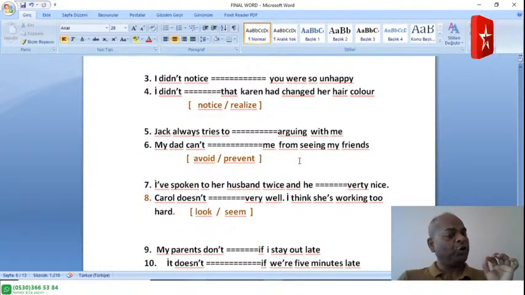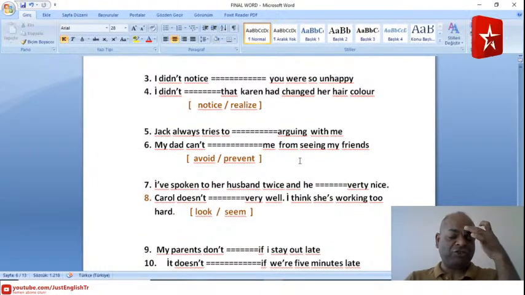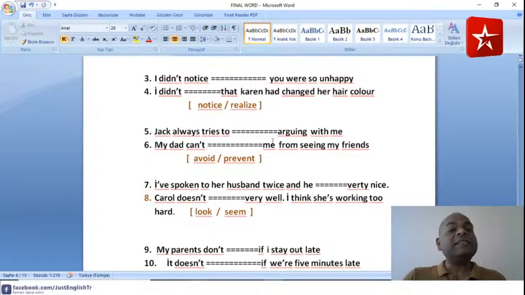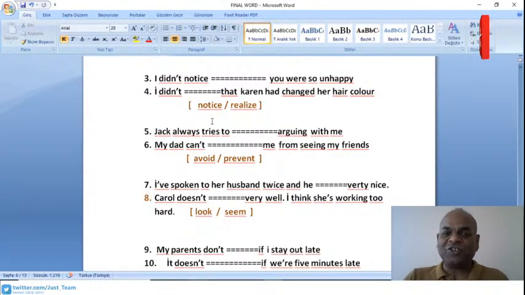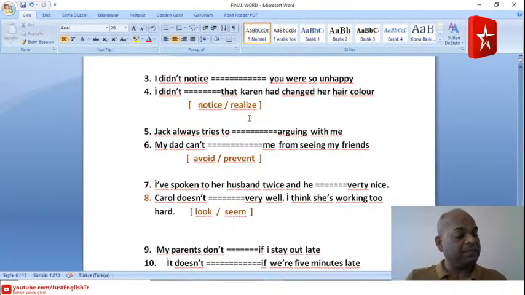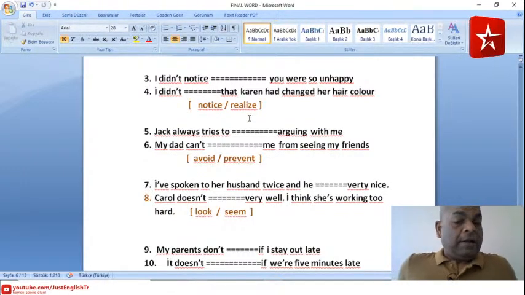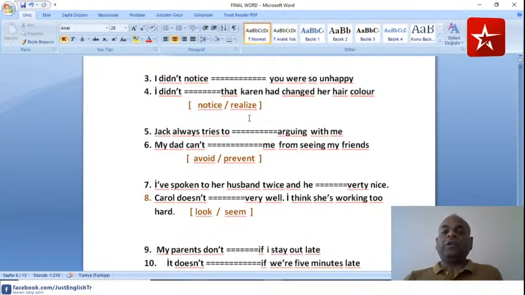This is from your English file book. Remember, page number 158. So let's do number 3 together. I didn't notice dash you were so unhappy. And number 4 says, I didn't dash that Karen had changed her hair color. Now your 2 words are notice and realize. Guys, while your messages are coming here, I need your answers. You have 2 words, it's realize and notice. So which one's going to be number 3 here, and which one is going to be number 4?